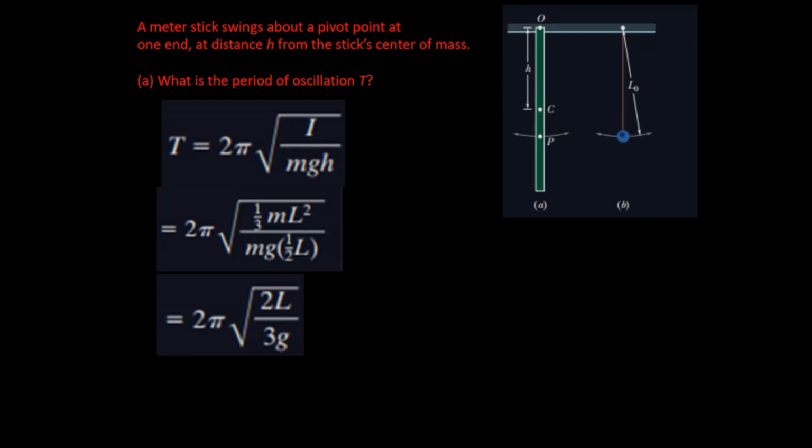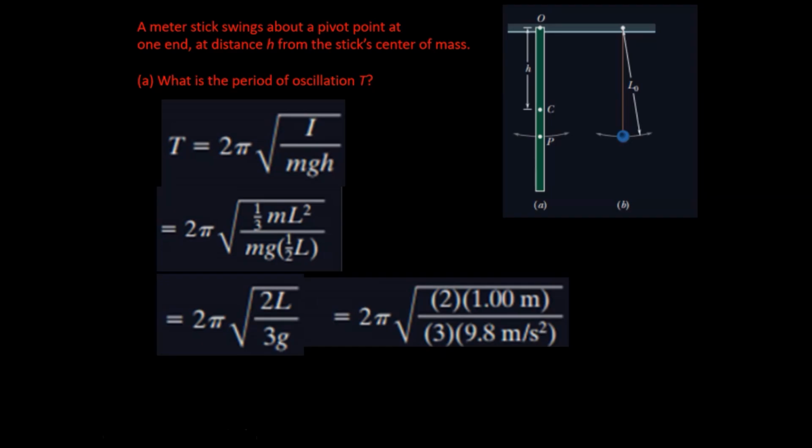it's a meter stick. And that's a very common problem if we're looking at something like this on an exam, is quite often people overlook the point that this is a meter stick and not know what L is, when clearly L is going to be 1 meter. So this is going to be 2 pi square root of 2 times 1 over 3 times 9.8, which will give us 1.64 seconds.